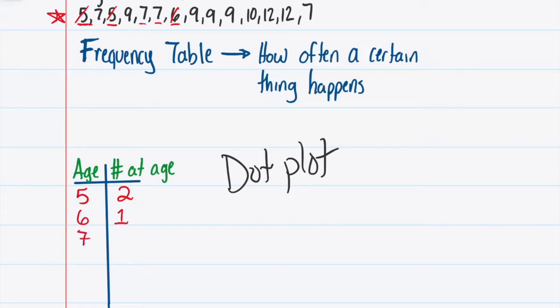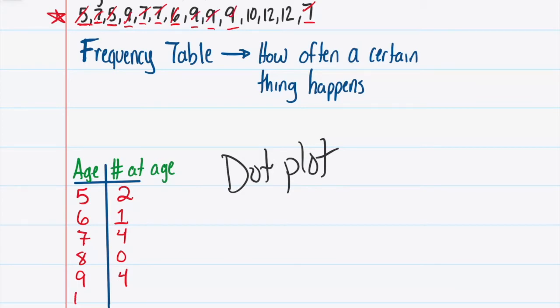I see 1, 2, 3. Just 3. Oh, it's 4 7-year-olds. So 1, 2, 3, 4 7-year-olds. What about 8-year-olds? Any 8? No. So we write a 0. 9-year-olds, let's see. I see 1, 2, 3, 4. That's 4 9-year-olds.